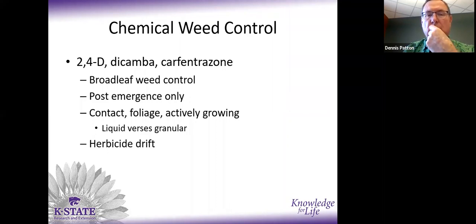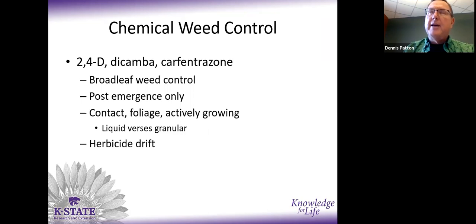They will not control grassy weeds. These are all what we call post-emergent contact herbicides. So in other words, you've got to apply them directly to the actively growing plant. You can find a lot of these in liquid and granular form. My take is if weed control is your goal, liquid is superior to granular.